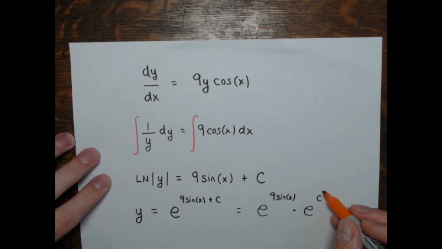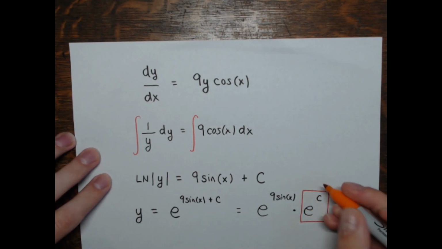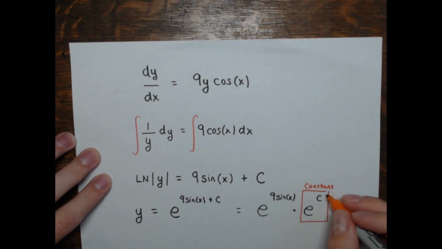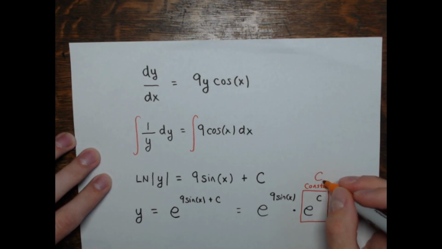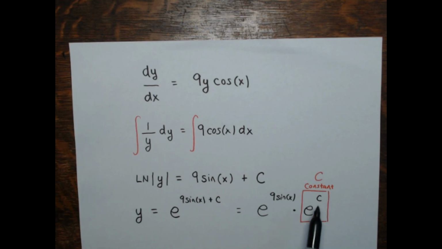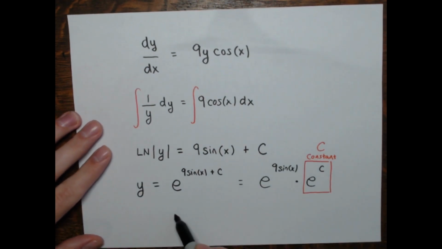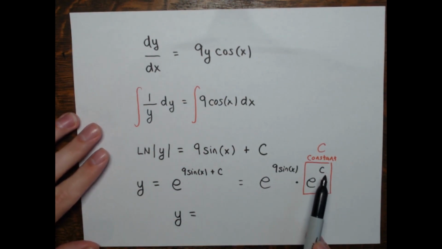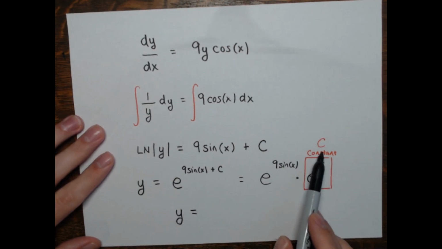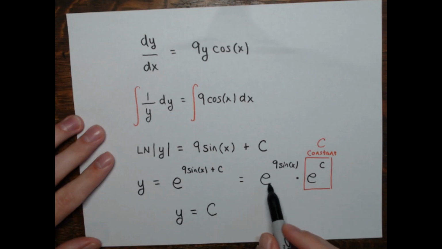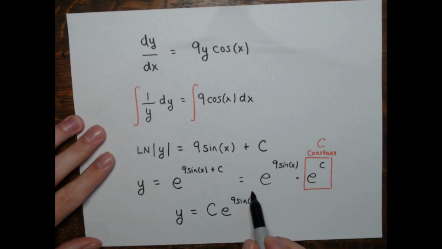We saw this earlier. e to the c is just another constant. Because it's really any arbitrary constant here, I'm just going to call this c again. Even though it's a different c than the c earlier, if you want to use c1, c2, that's fine, but they do want just a plain old c in the final answer. So my final family of explicit solutions to this equation: y equals any constant times e to the 9 sine of x power. And there we go.